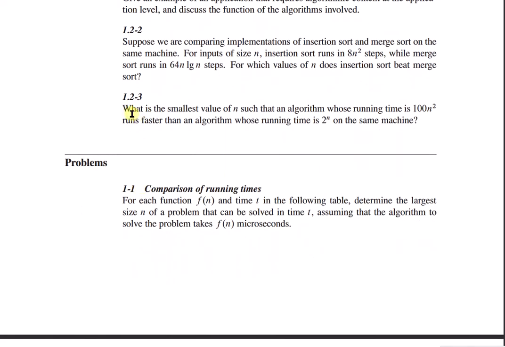What is the smallest value of n such that an algorithm whose running time is 100 n square runs faster than an algorithm whose running time is 2 power n on the same machine?